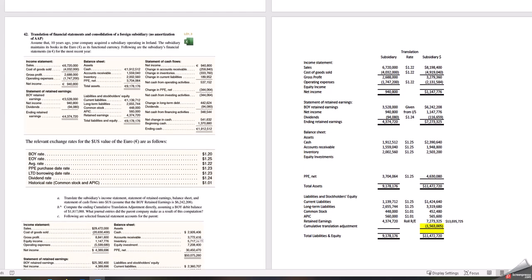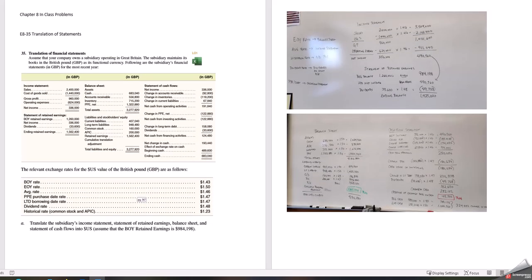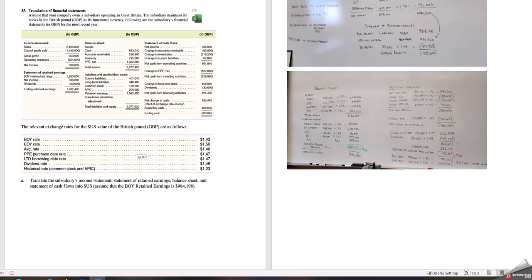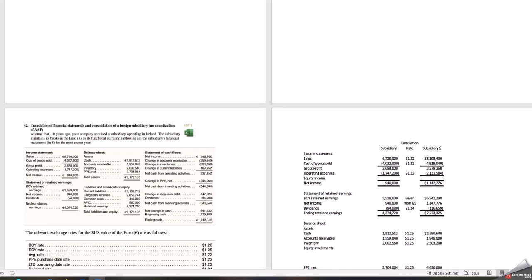So then, is that the end of that problem? No, that is the end of that problem. Okay, so that was just strictly translating those financial statements into US dollars, all three of them.